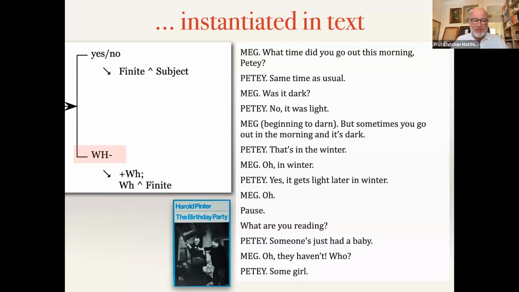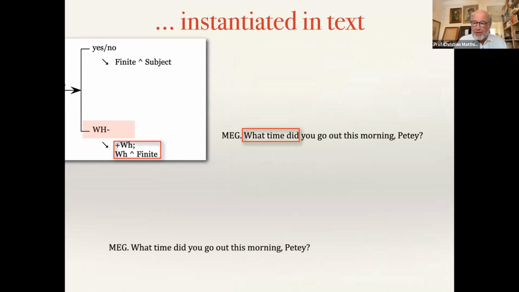So let's look at the selection of WH and how it's instantiated in this text. Now, you've seen the realization statement, so that can help us identify instances of WH interrogative clauses, like Meg's, what time did you go out this morning? What time did? That's the realization of the WH interrogative, the WH element what, and its ordering before the finite element did. What time did? And so we can see that this is actually a specification of part of the functional organization, the functional structure of the clause.